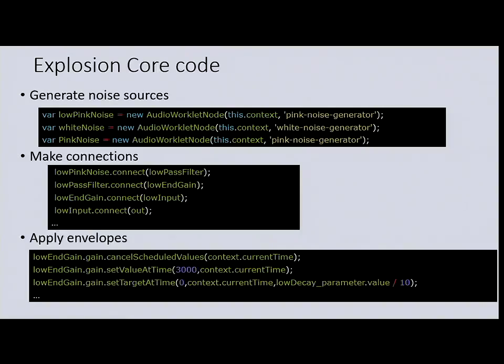We make connections. So our low frequency noise passes through a filter. The filter then has an envelope, which we call the low end gain, and connects to the low input, which is the input to the final output. So our low frequency content goes to the output. We do the same thing for the pink noise covering the mid-range and the white noise covering the high frequencies.